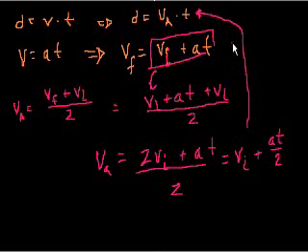I actually could have written it like this. I could have written Vf minus Vi is equal to acceleration times time. And this is the change in velocity, right? And actually, that's the way I should be doing it. As you can tell, I do some of this stuff on the fly.